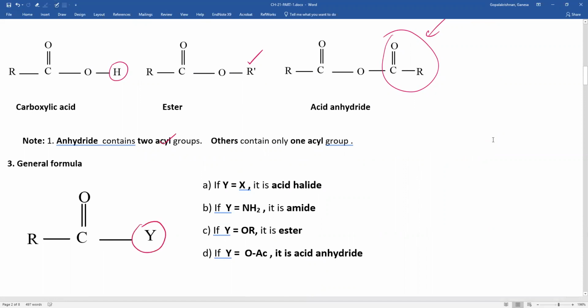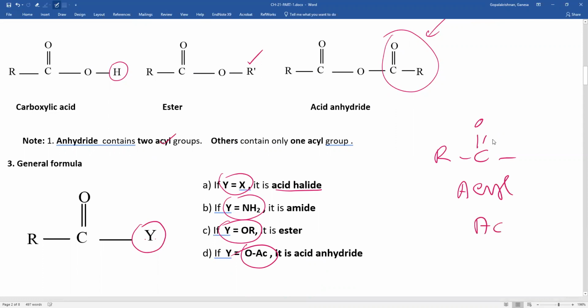They are all different at this Y group. In acid halide, the Y group is a halogen. In amides, the Y group is an NH2. In ester, the Y group is an OR group. In anhydride, it is another acyl group. The acyl group, I call it an acyl group. We can actually represent it by Ac. So OAc group.